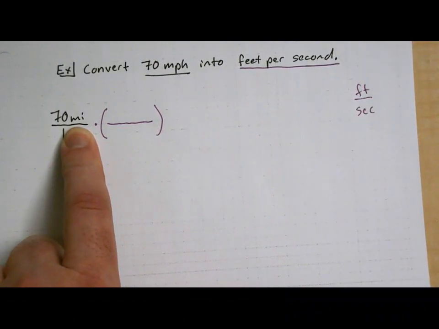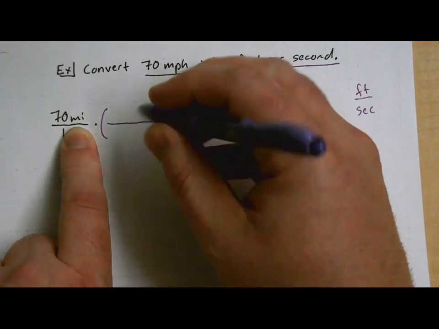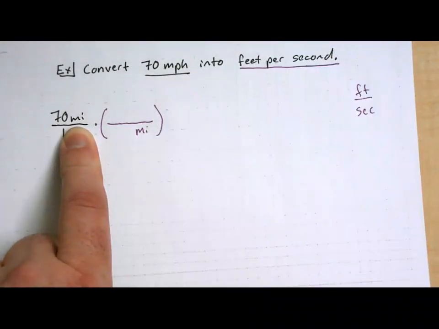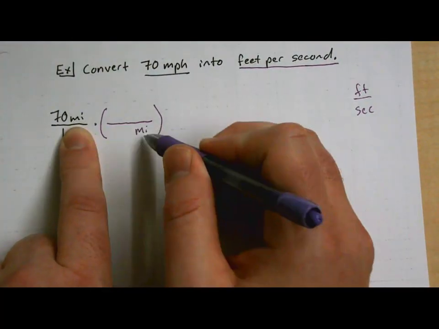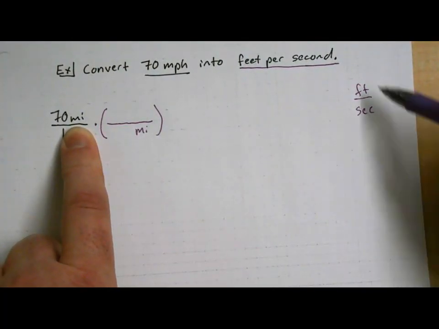So I need to get rid of these miles. We know that when we're multiplying fractions, we can cancel as long as we have the same thing in the top and bottom of a fraction. So if I want to cancel miles, I'm going to put miles on the bottom here. That's going to allow me to cancel these miles. And that's good, because my answer won't have miles in it.